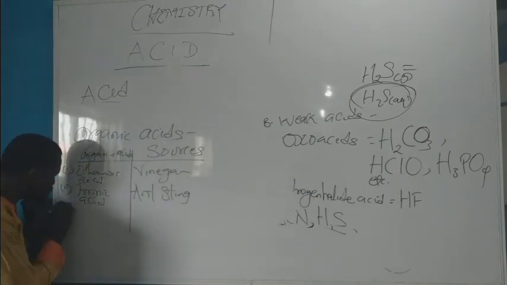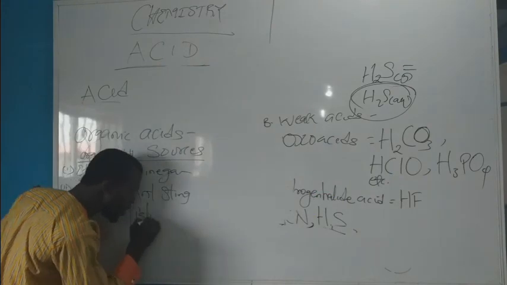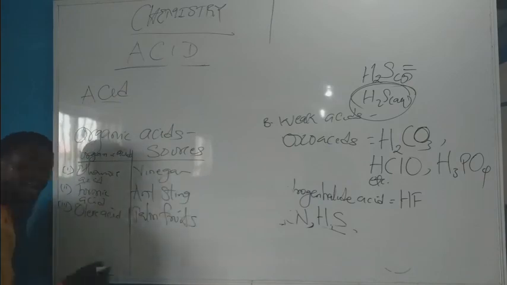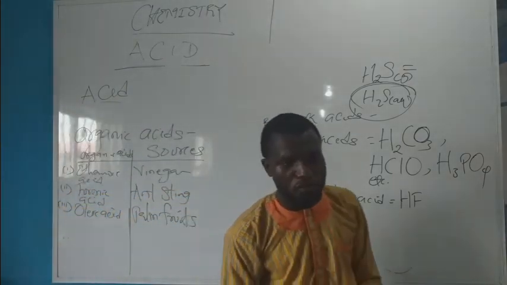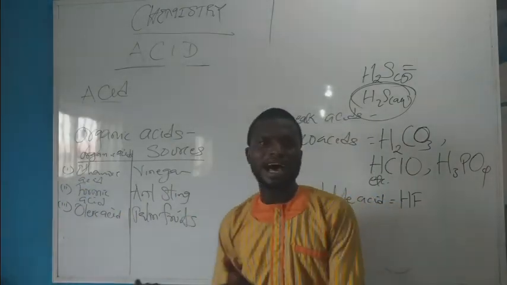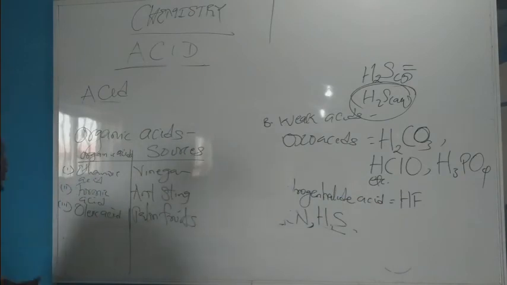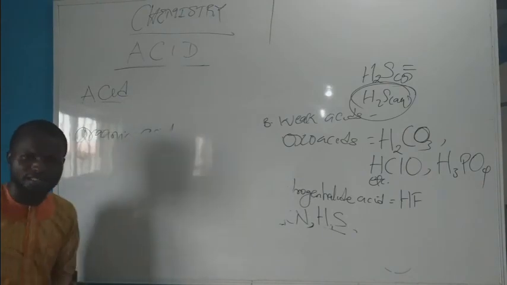Then we have another one which is called oleic acid. Oleic acid is coming from palm oil or palm fruits. Then we have ascorbic acid, which is gotten from vitamin C, from citrus fruits, for example orange, Latin or botanical name Citrus sinensis. Those are the classes of what? Organic acid we have. Then on the other hand, we have inorganic acids.